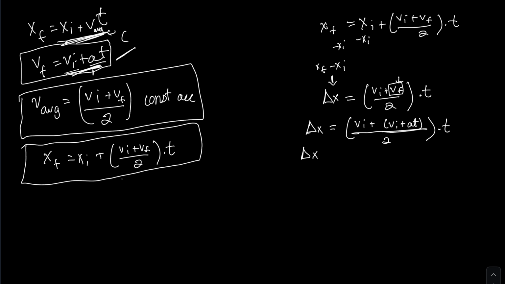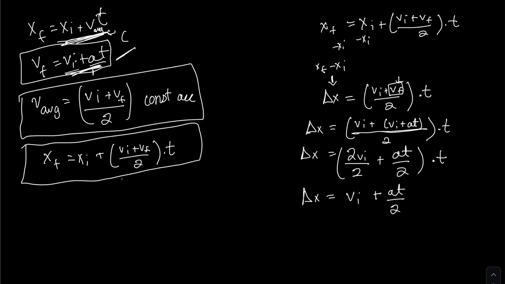So if you simplify this, we can add both the two V initials. You get 2V initial over 2 plus AT over 2 times t. Delta H is equal to velocity initial plus AT over 2 times t, right? Over here, the velocity initial just cancels out the 2's. And then when you multiply here, delta H is equal to velocity initial times t plus 1/2 AT squared.